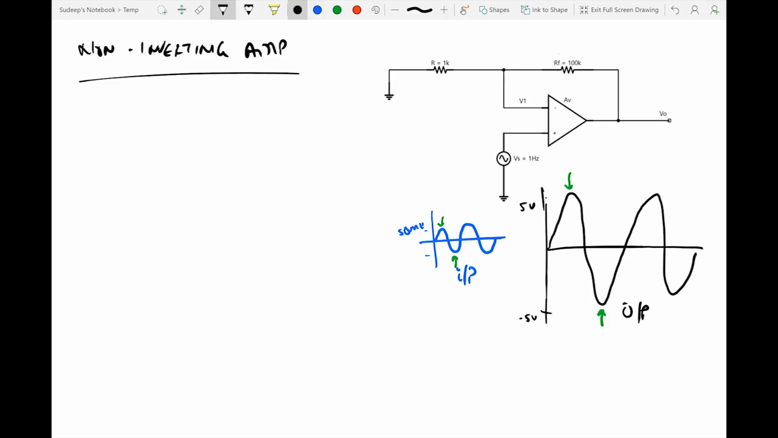So a non-inverting amplifier can also be identified with the fact that the supply voltage, the input voltage Vs, is fed to the non-inverting terminal of the operational amplifier, to the positive terminal.